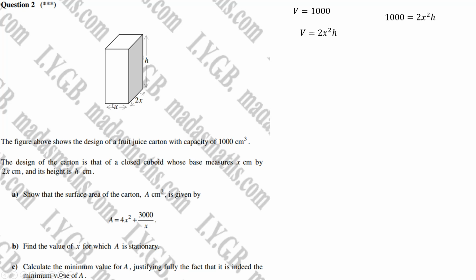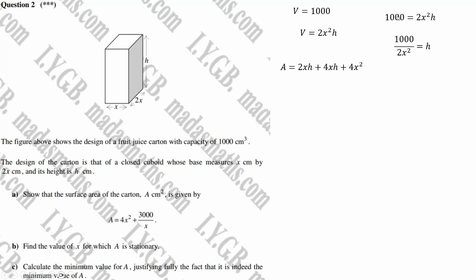And then on the bottom we have x multiplied by 2x to get the bottom face. We've got 2 of them, remember, so multiply that by 2 to get this as the surface area. And if we rearrange this one for h, we can plug it into here. And the reason why we need to do this is because the question wants the area in terms of x's, but we've got it in terms of x's and h's.